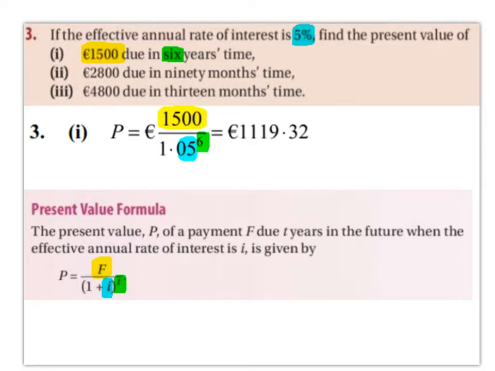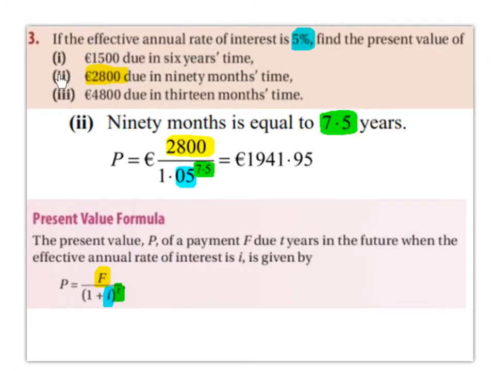Here are some more examples. If the effective annual rate of interest is 5%, find the present value of €1,500 due in 6 years' time. So again, we use our formula and we swap the F for €1,500, the I for 0.05, that's 5%, and the T for 6. So we have P is equal to €1,500 divided by 1.05 to the power of 6, which is €1,119.32.